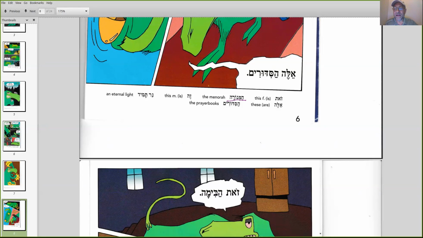Ha-menorah. Okay, so let's look at this here. We start out with a hey, a patach. And now we have a mem with a dagesh. Ha-ma-noon. Okay, with a holem. A resh with a kametz. Menorah ends with hey to give it that breathing. Ha-menorah.